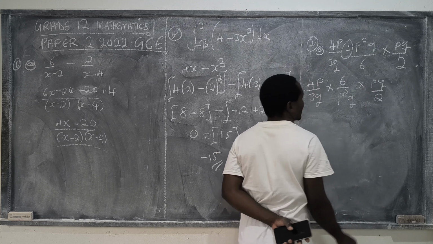So 2 multiplied by q, you are going to have 2q. Then 2 into 2, 1. 2 into 8, that is 4. So you are going to have 4 over q. This is your answer. You are done. 2A is done. Okay, we move to 2B.